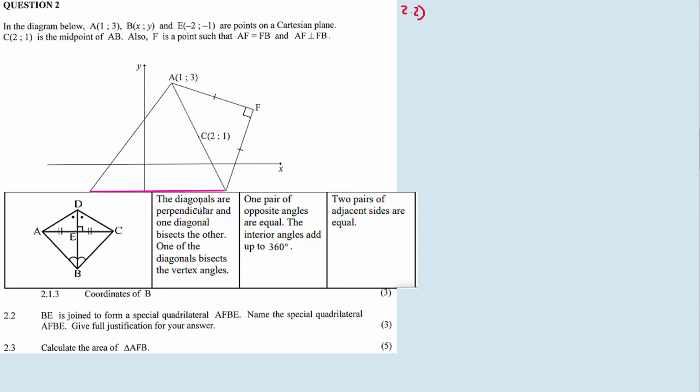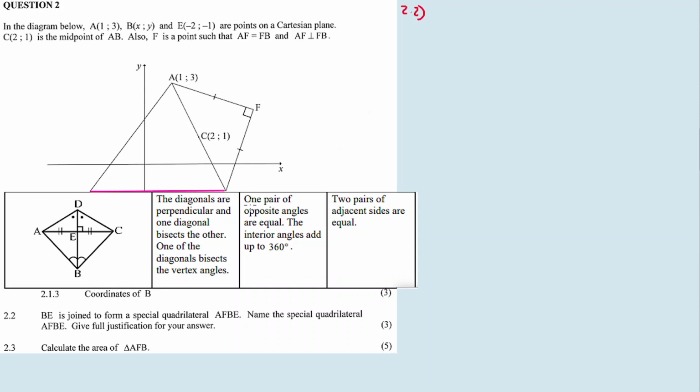The first one is the diagonals are perpendicular and one diagonal bisects the other. One of the diagonals bisects the vertex angles. Here, since we only have one diagonal, we cannot use this property to prove that this is a kite. We need two diagonals because this property talks about two diagonals. Let's move on to the next property.